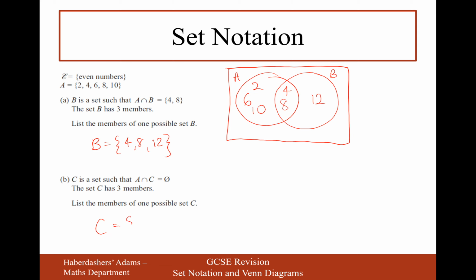Well, if C has nothing in common with A, then it might be, say, the numbers 20, 22, 24. That's just 3 other even numbers that aren't 2, 4, 6, 8, and 10. I've just chosen 20, 22, 24 because I just thought of those as even numbers.